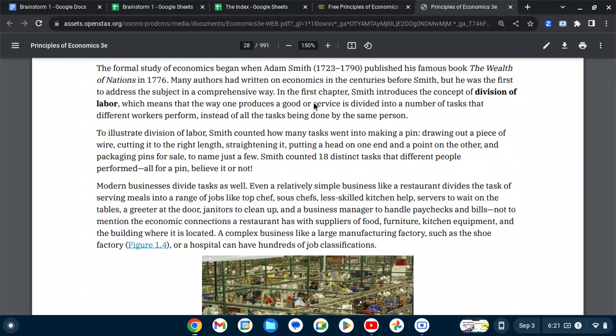To illustrate division of labor, Smith counted how many tasks went into making a pin: drawing out a piece of wire, cutting it to the right length, straightening it, putting a head on one end and a point on the other, and packaging pins for sale, to name just a few. Smith counted 18 distinct tasks that different people performed, all for a pin, believe it or not.